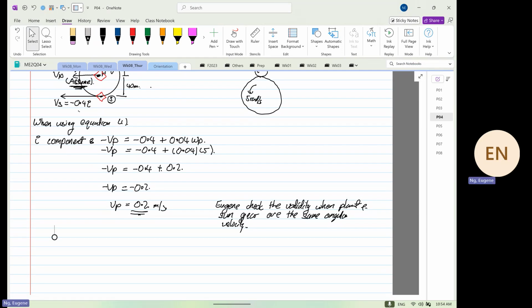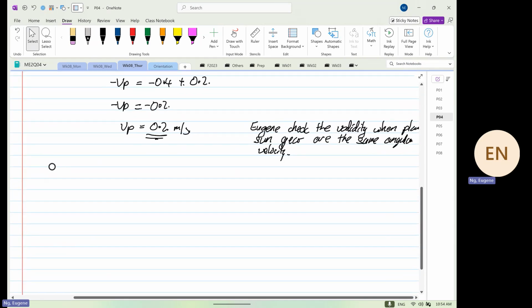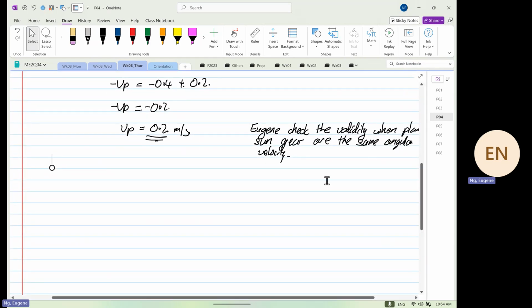It's running at 0.2 meters per second. Okay. Now, the next thing we have to find is, let me get the figure over.